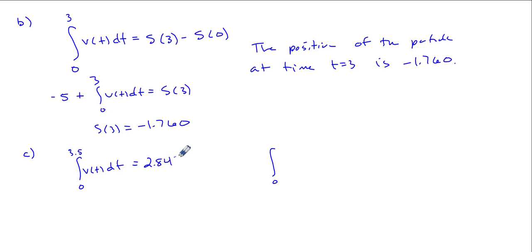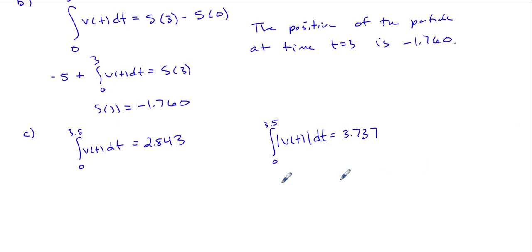2.843. We have confirmation on that? Okay. Now 0 to 3.5 of the absolute value of v of t dt. Conceptually, this number is bigger than this one, so it makes sense. So we figured this out. Now let's actually interpret the meaning.